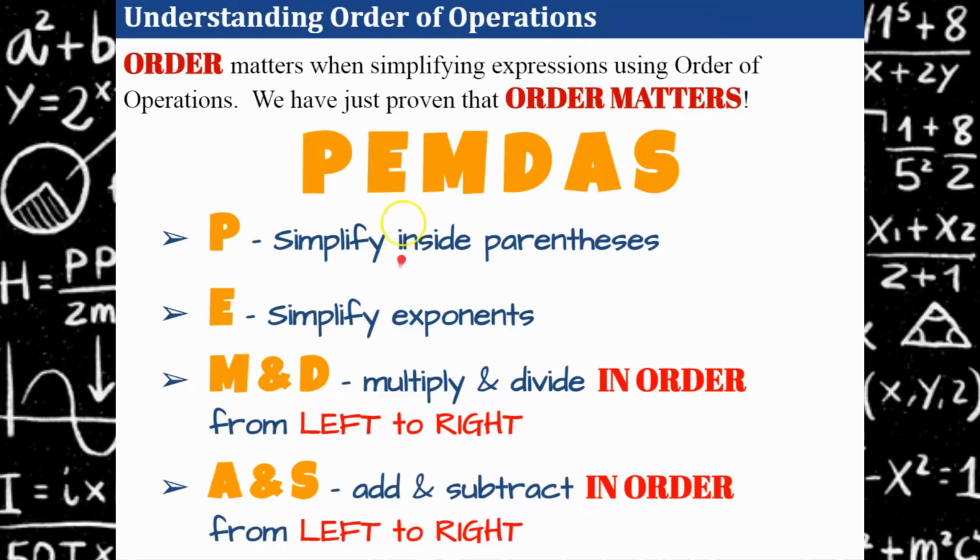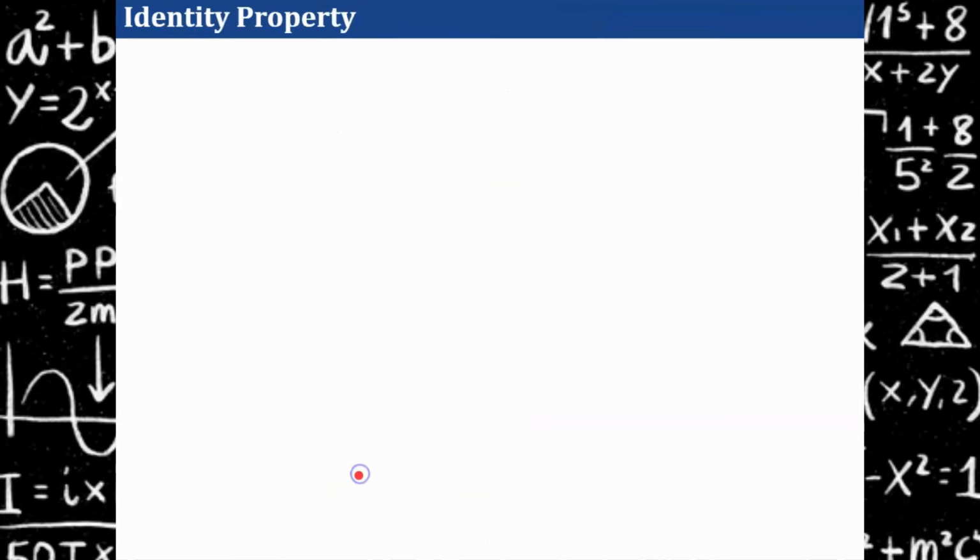So this is what's really important. If the students read this and they say, okay, do P, do E, do M, then do D. M and D go together, and A and S go together. So we multiply and divide in order. So it might go multiply, multiply, divide, multiply. So I'll show you some of these. We'll model this. But M and D are together. And then you do all the addition and subtraction together.